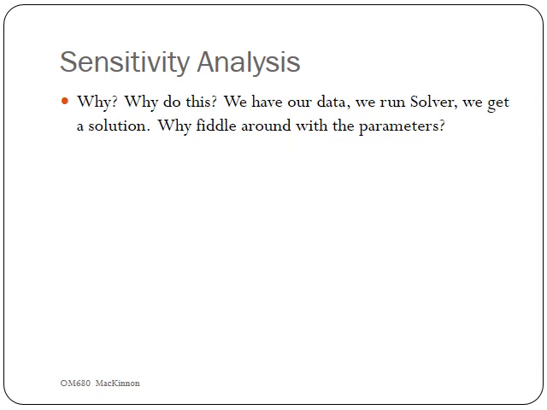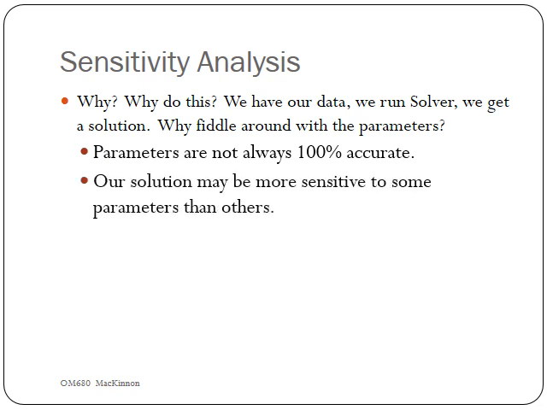So again, why do we do this? We have our data, we run Solver, we get a solution, right? Why fiddle around with the parameters? Good question. One, parameters are not always 100% accurate. There is some variability, and so we might be able to take advantage of that, or we might be able to prepare for that. Two, our solution may be more sensitive to some parameters than others. It's helpful to know that if we change one thing, the objective changes a lot. If we change a second thing, it doesn't change quite so much.